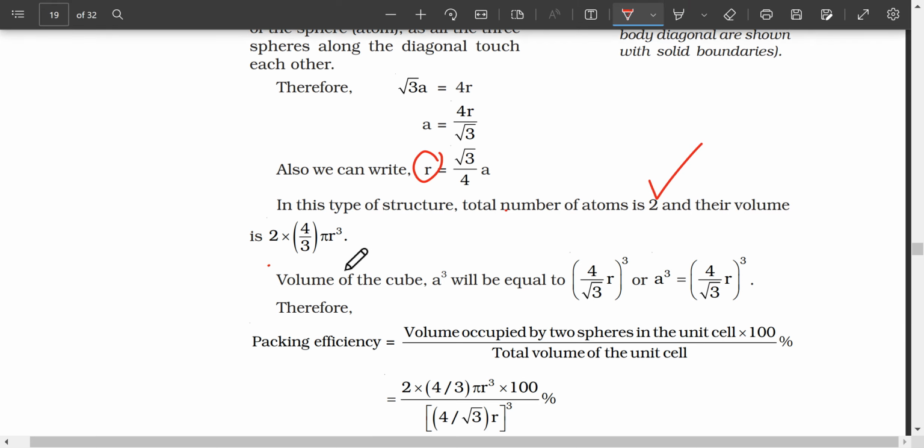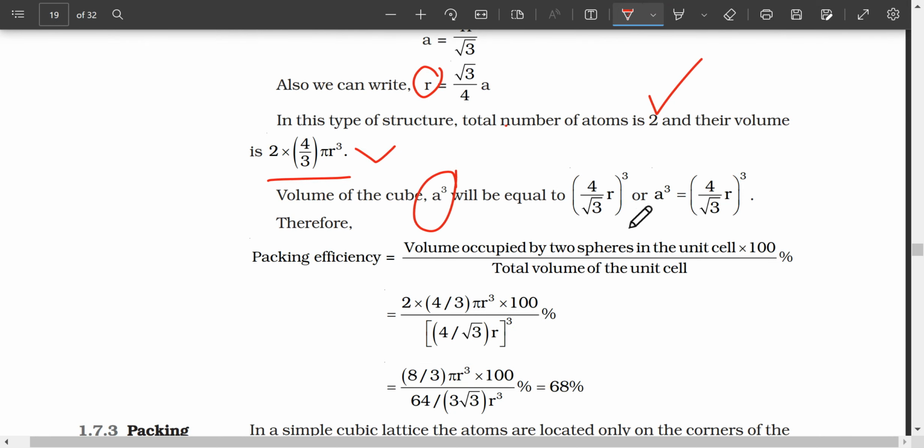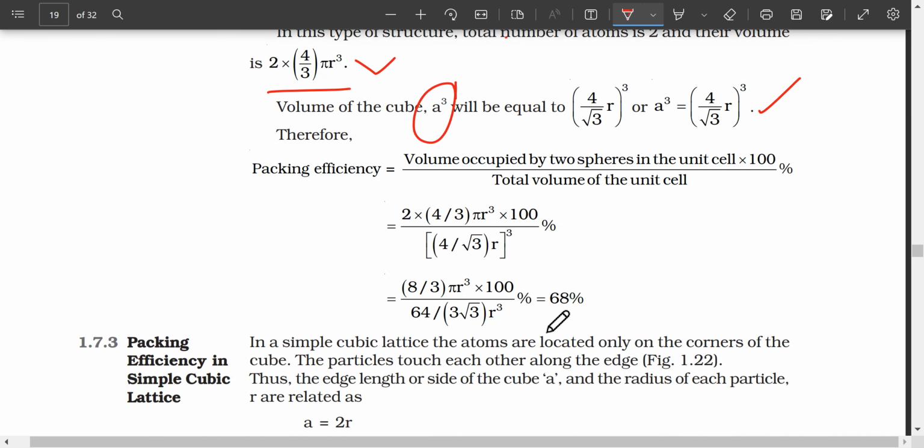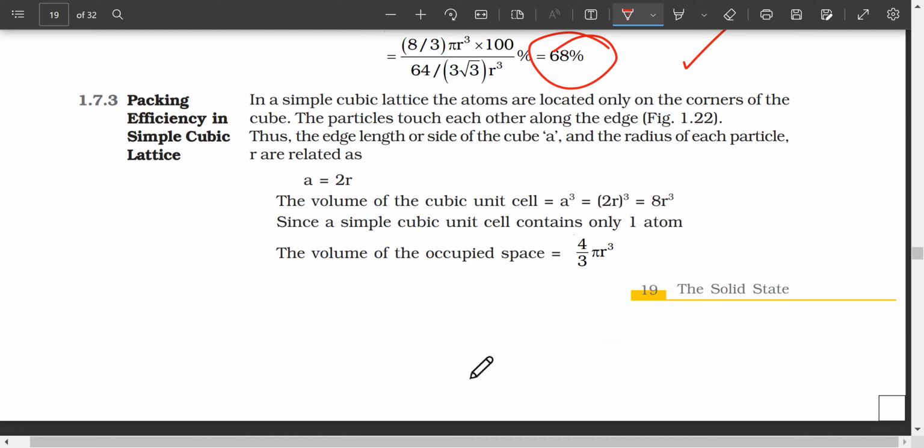Fine. और volume हमने ऐसे कर लिया, 2 multiplied by volume of 1. ठीक. A cube, volume of cube हमारा होता है. Clear. और side हमने already निकाला है. Again 68%. Packing efficiency in simple cubic lattice.